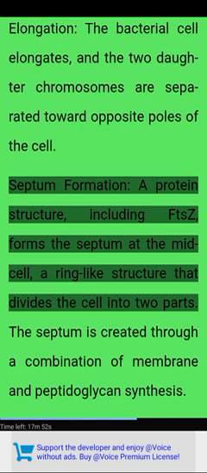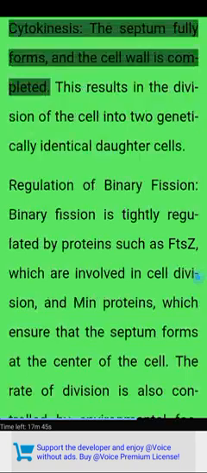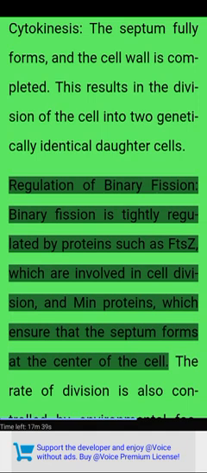Septum formation. A protein structure, including FtsZ, forms the septum at the midcell, a ring-like structure that divides the cell into two parts. The septum is created through a combination of membrane and peptidoglycan synthesis. Cytokinesis. The septum fully forms, and the cell wall is completed. This results in the division of the cell into two genetically identical daughter cells.